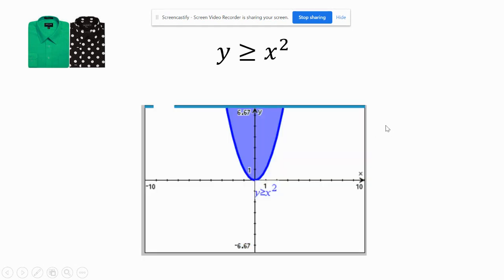Here, it says y greater than or equal to x squared. I have my graph of x squared, and if I was standing exactly on the y-axis here, or this vertex, I'm looking for y values that are larger, which would be up. That's why it's shaded inside this time.